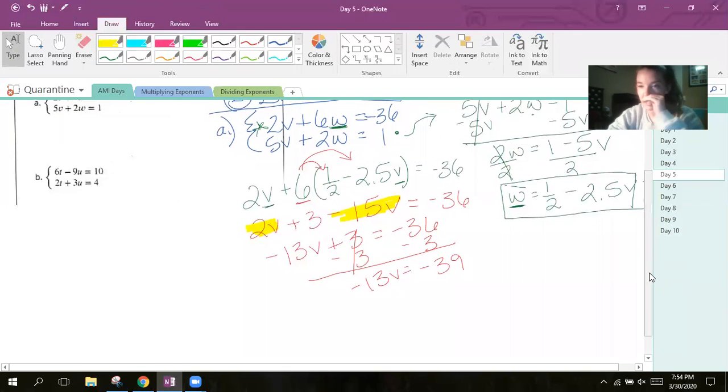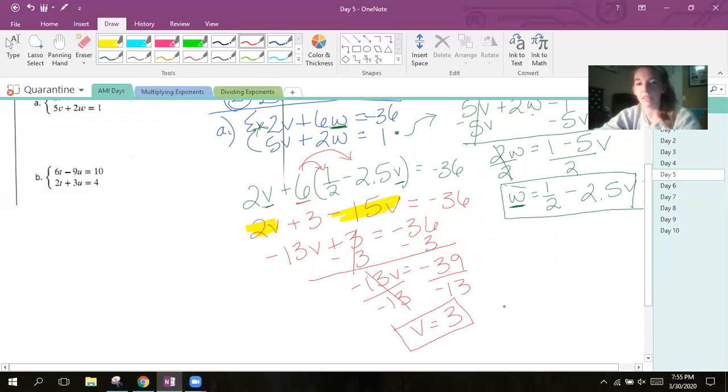There are a lot of steps to the substitution, so don't get lost in all of the steps. Okay, then I'm almost done solving for v, so I just have to divide both sides by negative 13. Divide by negative 13. Those cancel out, and v equals negative 39 divided by negative 13, which is 3. So now I've solved for one of my variables from my original equation. I have to go back and solve for my other variable.